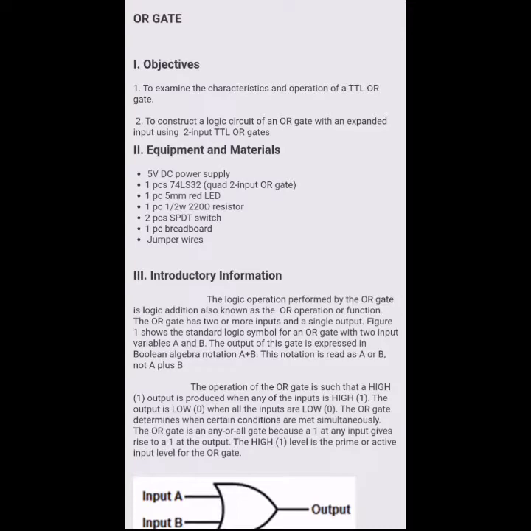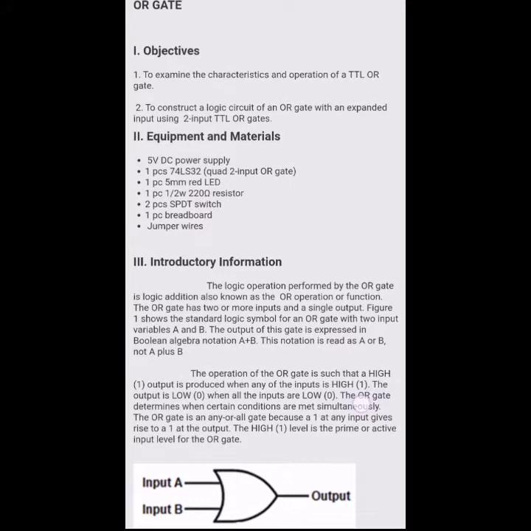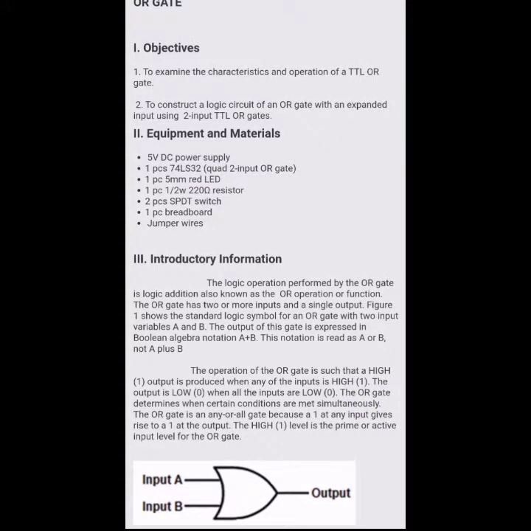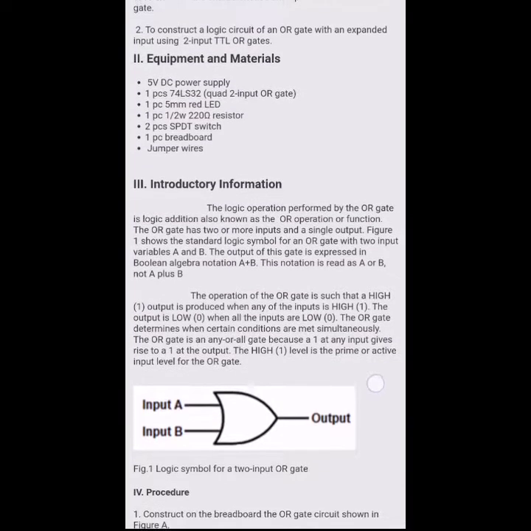And for the equipment and materials, we have a 5 volts DC power supply, one piece of 74LS32 or quad 2-input OR gate, one piece of 5mm red LED, one piece of 220 ohms resistor, two pieces of SPDT switch, we use toggle switch, and one piece of breadboard and jumper wires. And this is the introductory information. And this is the figure, the logic symbol for a two input OR gate.